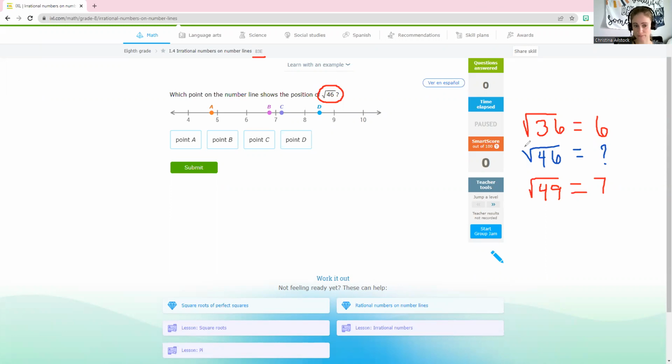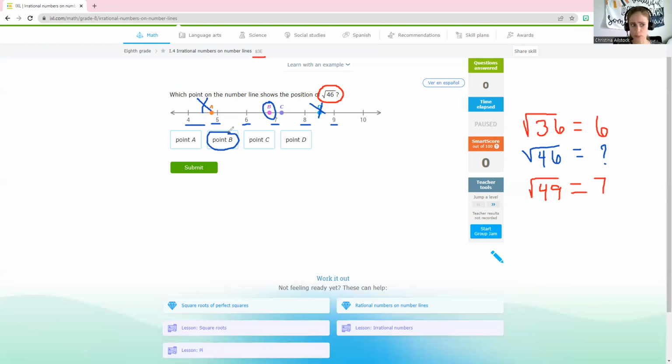So if we look at our number line here, point A is between 4 and 5, so that's too low. Point D is between 8 and 9, so that's too high. But look right here, point B falls between 6 and 7, which is what we said it would need to fall between. So therefore, point B is the approximate position of the square root of 46.